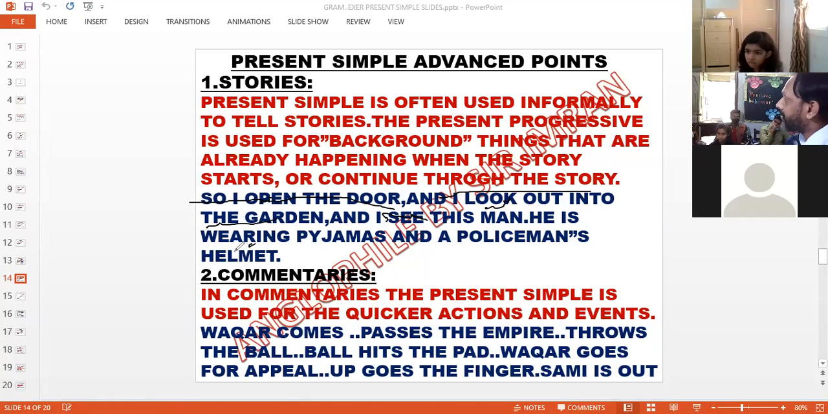Commentaries. It's called running commentaries. In Urdu, we call it Rawa Tabsara. If you watch a cricket match, you must have heard people using present simple tense, running commentary.